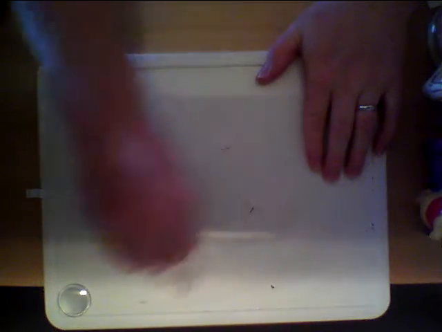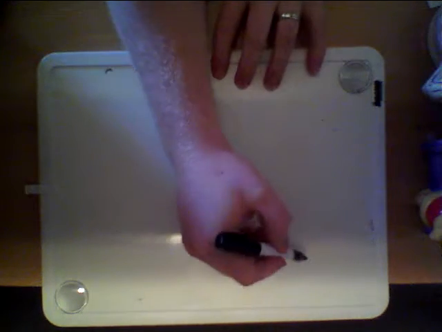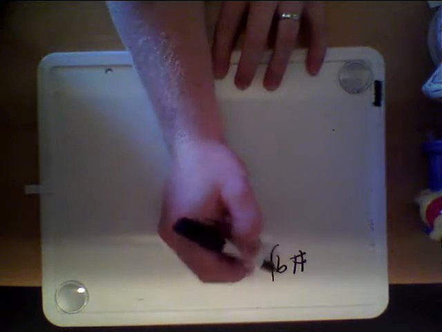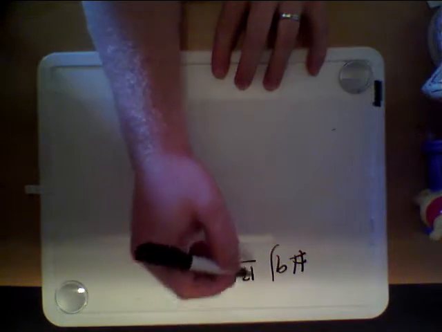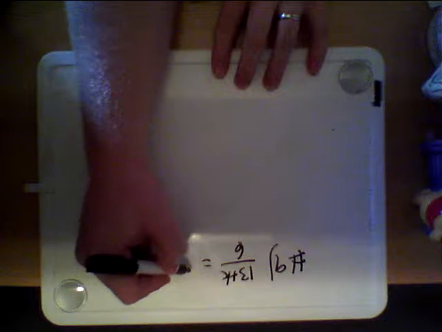Number 9. Or as the Germans say, number no. Okay, we got 13, oh, number 9. We've got 13 plus k over 6 equals negative 2.